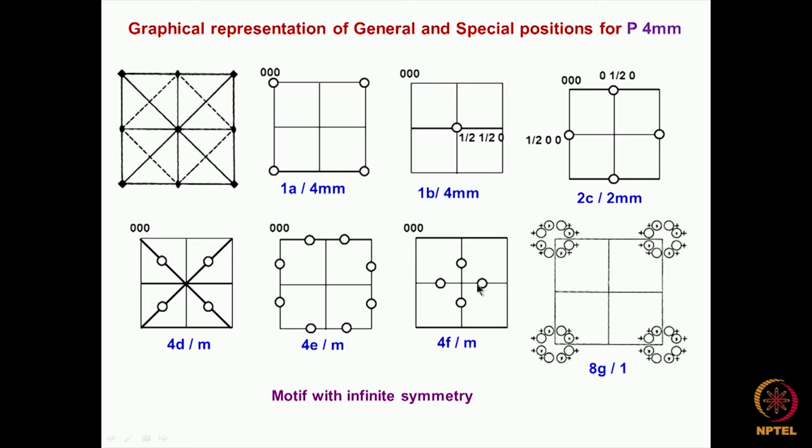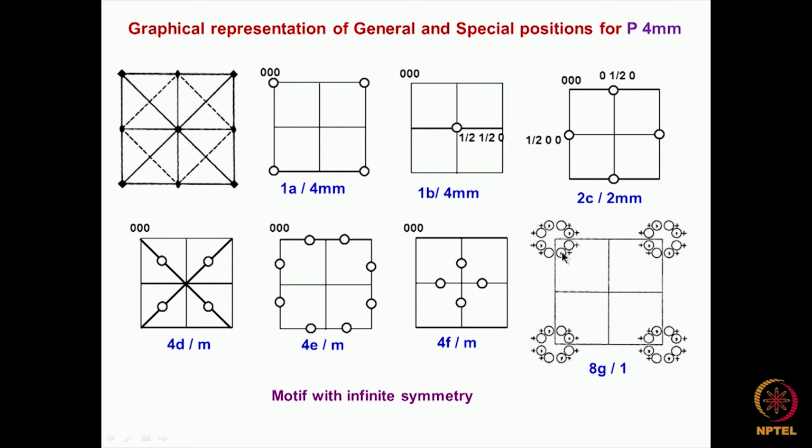And here again, if you look at it within the unit cell, all of them satisfy the symmetry, which is 4 mm symmetry, but the place where we are keeping the motif is at different places. But the number of atoms which are required is changing. Here only one position is required. Here 2 have to be required in the unit cell. Here 4 have to be required.